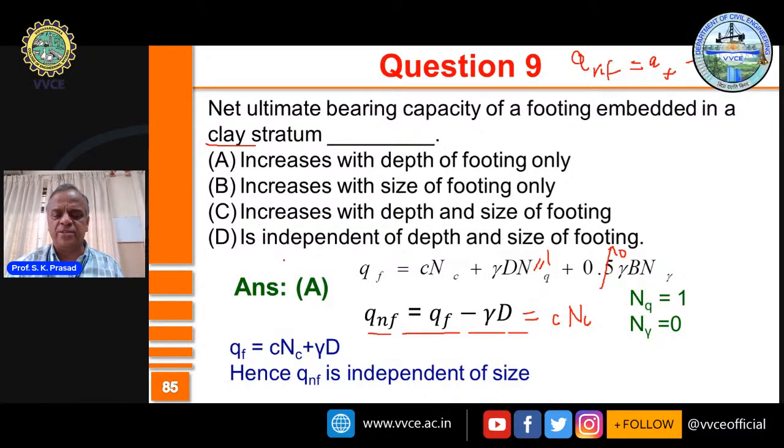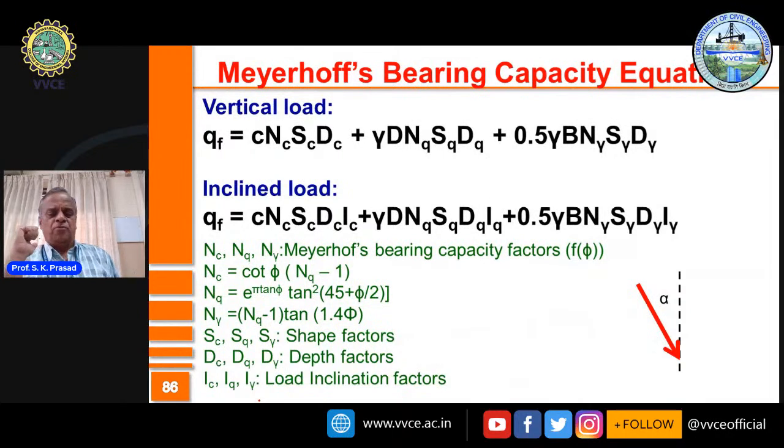So QNF is only a function of CNC. Therefore, it is independent of depth, independent of size of the footing. So this can happen only in pure clay. If it is C-phi soil, it increases with depth, it increases with width. In purely sandy soil, it very much increases with both depth and width. So in sandy soil, it's always good to have increased width of the foundation and increased depth also. So with this, let us move forward.